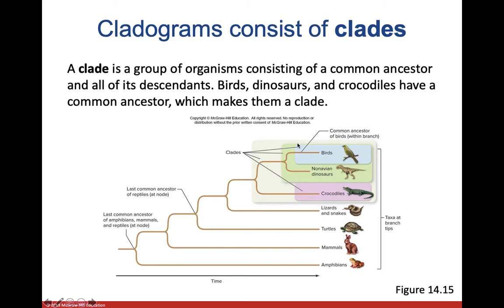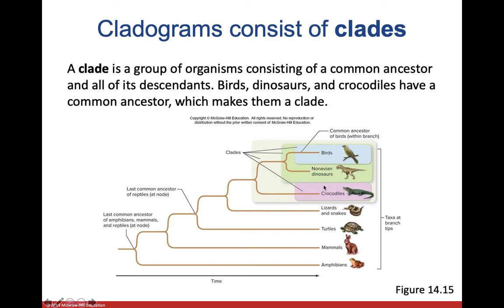Now, if you take the bird, all of its ancestors are going to be considered non-avian dinosaurs and crocodiles, and if you take all those together, you've got a clade as well. Birds itself is also considered a clade, all of the ancestors of birds. All the ancestors of dinosaurs, which include birds, the things above them, are also going to be considered a clade. And crocodiles are their own clade. Birds don't share a recent ancestor with them.